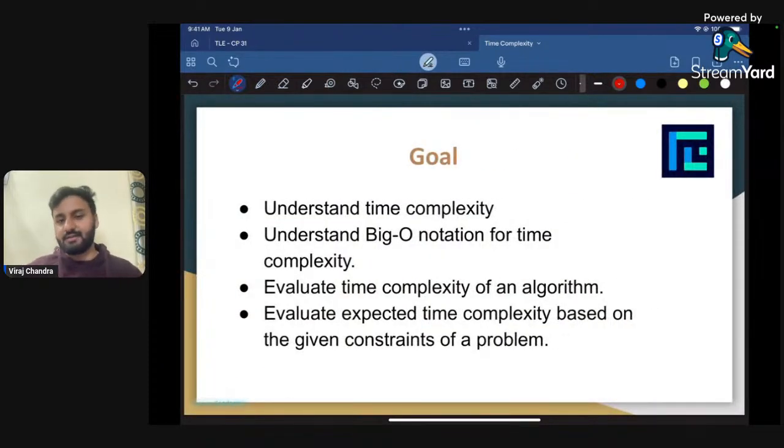What is the goal of today? So first of all, of course, we have to understand time complexity. We want to thoroughly understand why this is important and what is happening over here. So I'll give you a general brief on this.